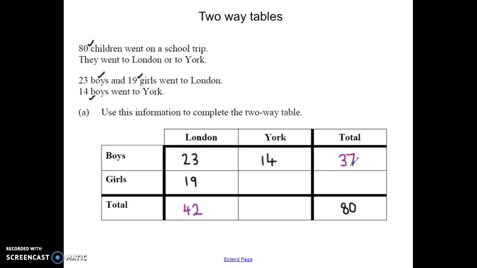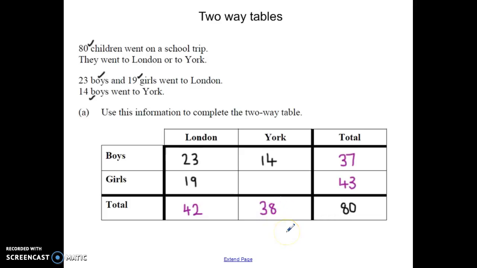What can I do next? Well, 37 plus something is going to give me 80. So I'll work backwards, take 37 away from 80. Hope you agree with me that that's 43. Bottom row, 42 plus this number equals 80. So that must be 38.